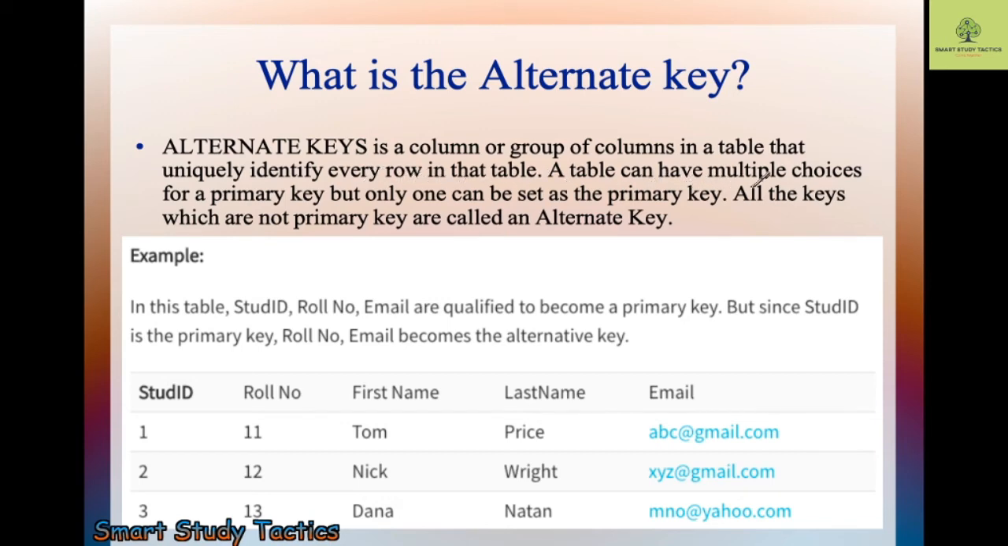A table can have multiple choices of primary keys, but only one can be set as the primary key. As I told you earlier, all the keys which are not the primary key are called alternate keys. So if I use this as the primary, this is the alternate. It is your choice which key you want to make primary. After the primary, you can make the others alternate. And the group of keys are candidate keys.